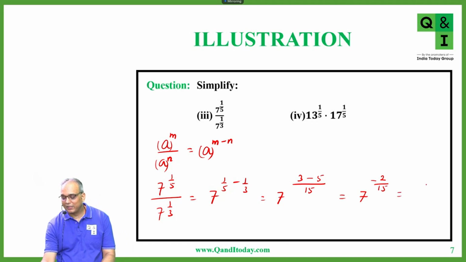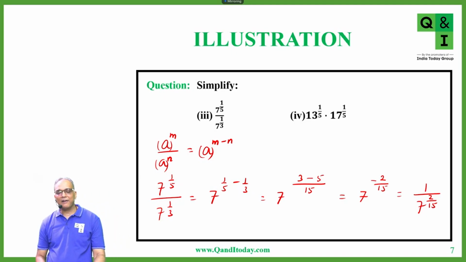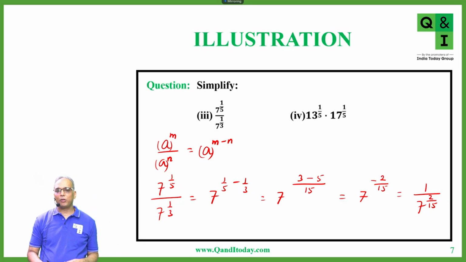which can also be written as 1 by 7 to the power 2 by 15. So generally we don't write powers in negative in the standard form. So we convert it into positive power by bringing it to the denominator by taking the reciprocal of that.